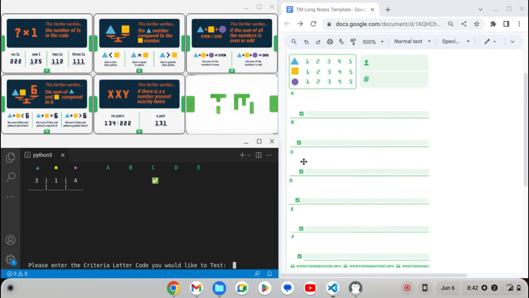So that's what I'm going to put down for my notes in section C, that the sum of triangle plus square and circle should be an even quantity. And so what that lets us know is the following.